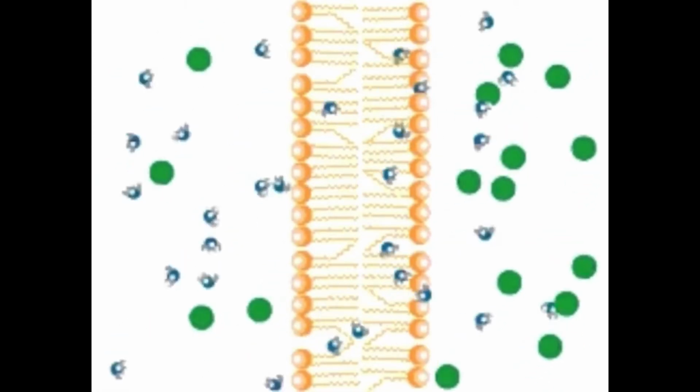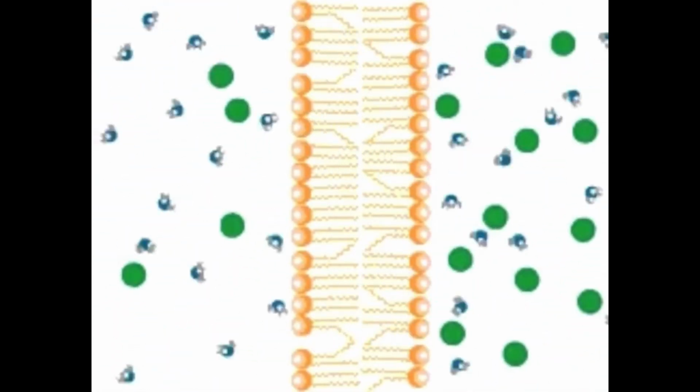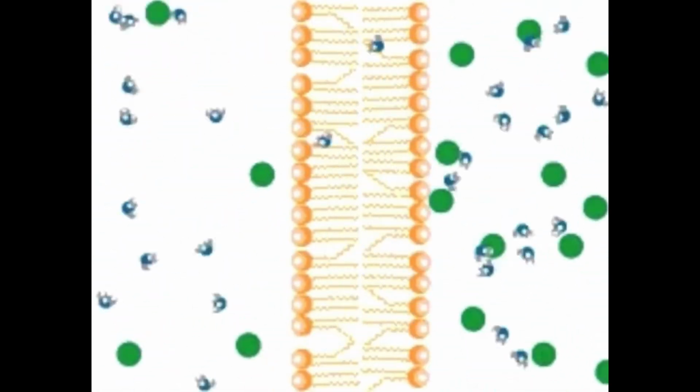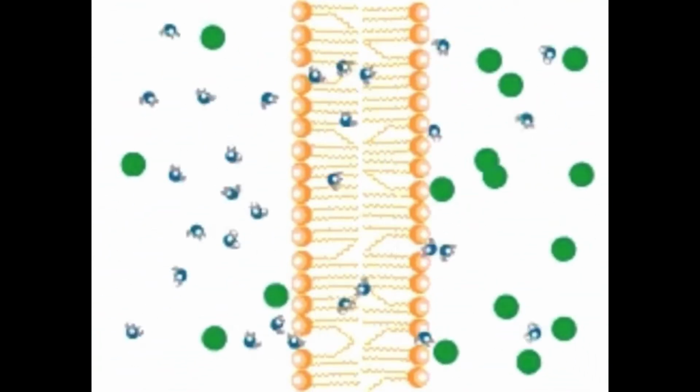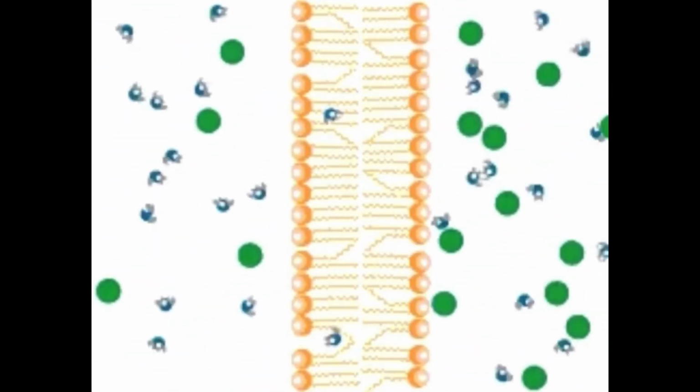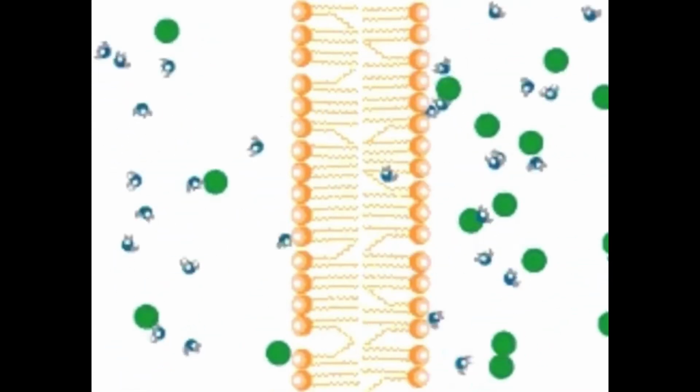Osmosis is the movement of water from an area of high concentration to an area of low concentration through a semi-permeable membrane, as seen in this GIF. Since the concentration of water is higher in the soil than in the roots, the water moves into the roots.